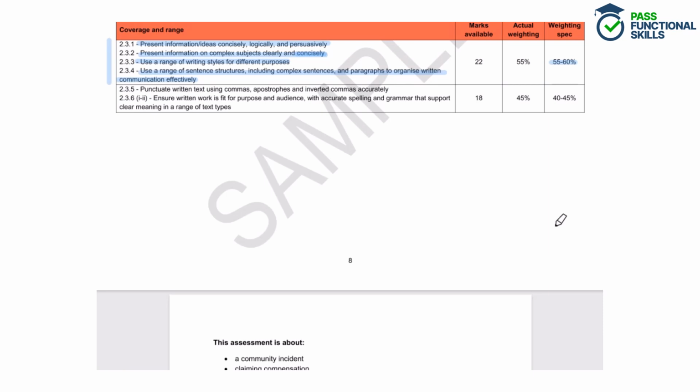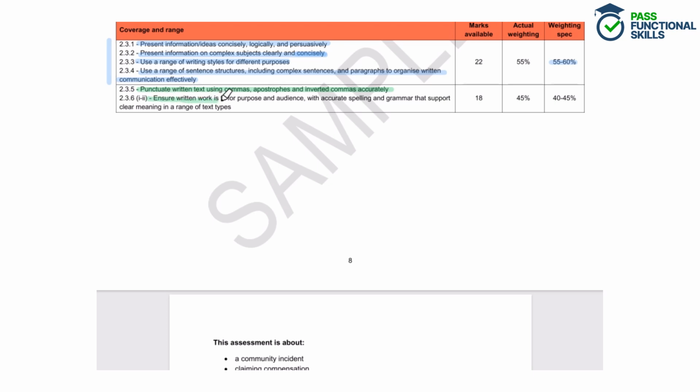The next part of the mark scheme focuses on punctuation, spelling and grammar. So we are asked to punctuate written text using commas, apostrophes and inverted commas accurately. So you need to make sure that, as well as including capital letters and full stops at the start and end of sentences, you're using commas in your answers. You may also need to use apostrophes and inverted commas. So that means quote marks.